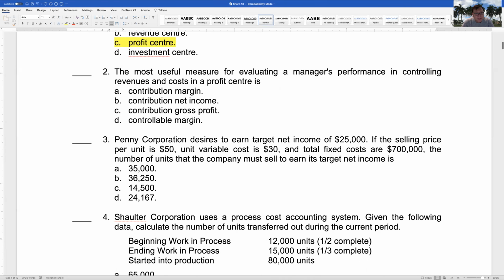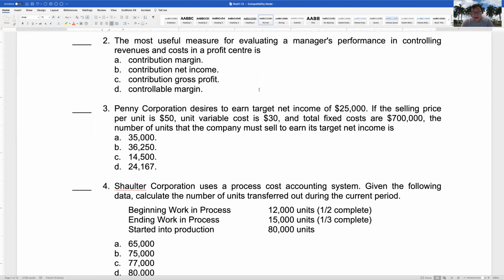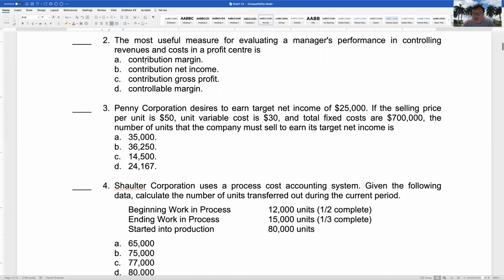Second one: the most useful measure for evaluating a manager's performance in controlling revenues and costs in a profit center is, and there are some options here: contribution margin, contribution net income, contribution gross profit, and controllable margin. So the answer is D.